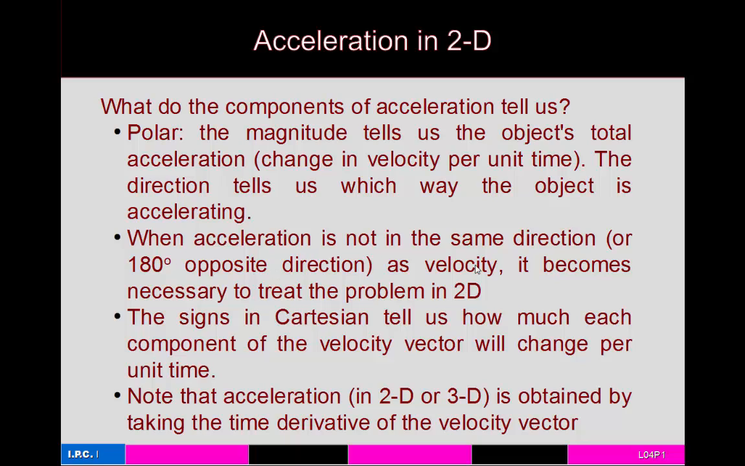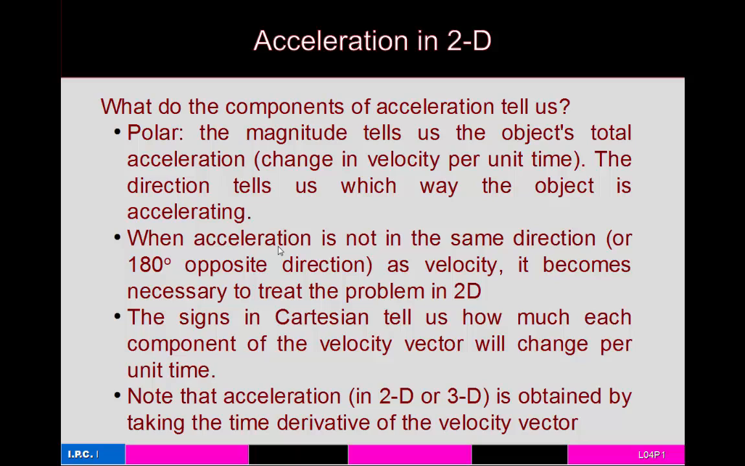If the acceleration is not in the same direction, or else 180 degrees opposite direction as the velocity, then the problem has to be treated in 2 dimensions. If the acceleration and the velocity are in the same direction, you can usually approximate the problem as a one-dimensional problem just by calling that one dimension the dimension along which both the velocity and acceleration point. You only then have to have a two-dimensional problem if you're insisting upon using a reference point or an observer which is not along that line.